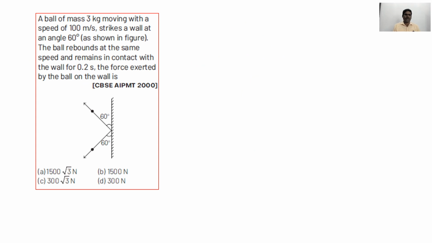A ball of mass 3 kg moving with a speed of 100 meter per second strikes a wall at an angle 60 degree. The ball rebounds at the same speed and remains in contact with the wall for 0.2 seconds. The force exerted by the ball on the wall is dash. Option A 1500 root 3 Newton is the correct answer.